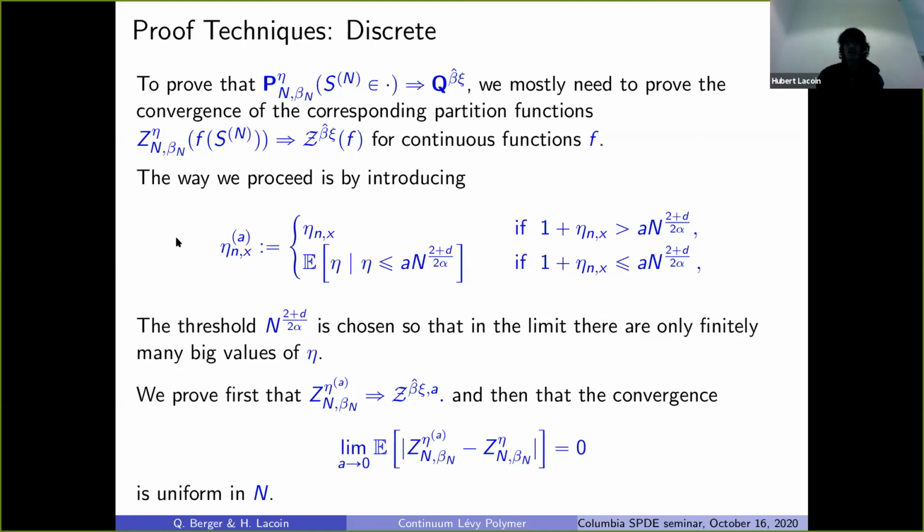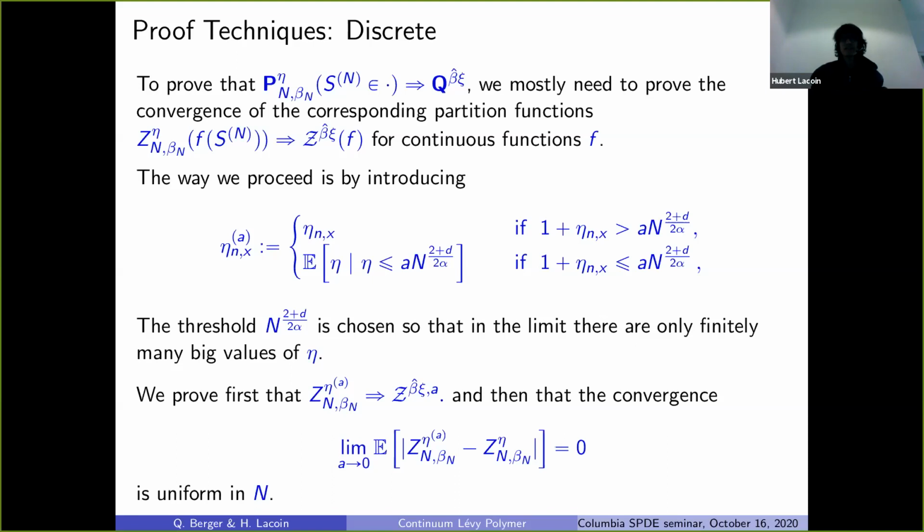We modified the environment by keeping the variables eta if they were bigger than a on the right scale, on the rescaled scale, and replacing them by their conditional average if they were below this threshold. Basically, this has the effect of just keeping the few extremal points in the process, but when you get a to 0, they get more and more numerous, and eventually you get the full limit this way.